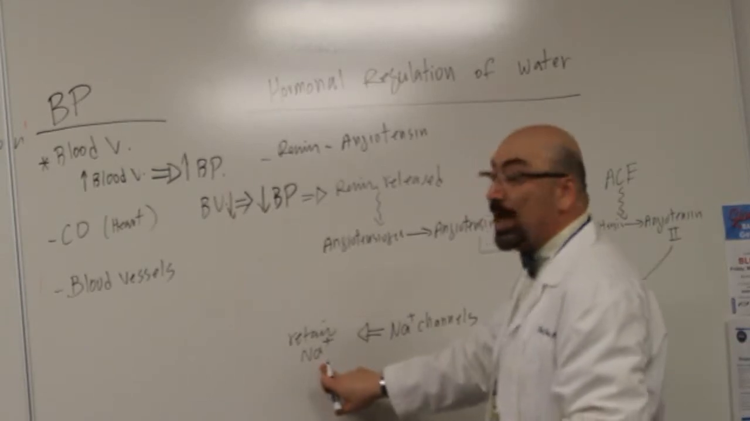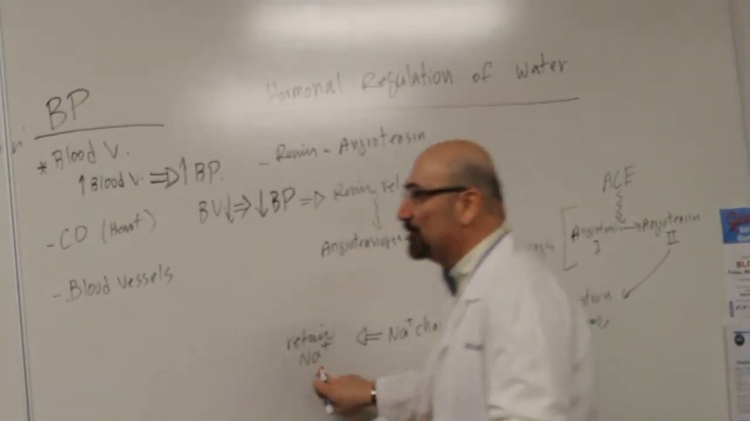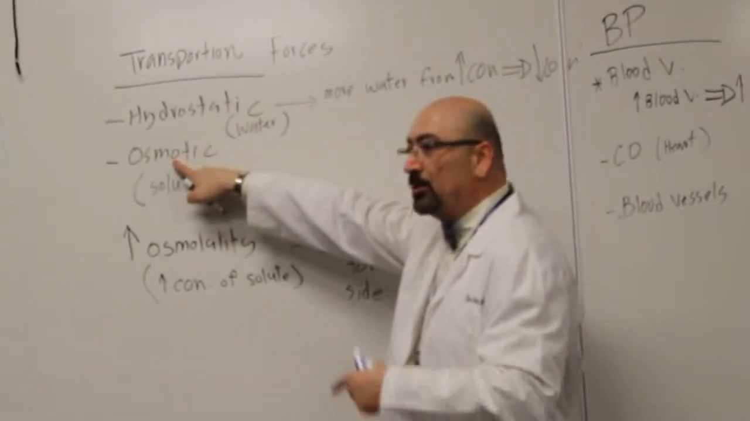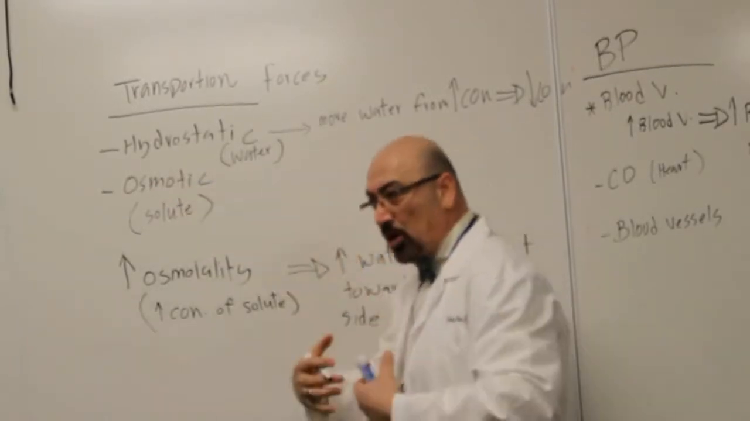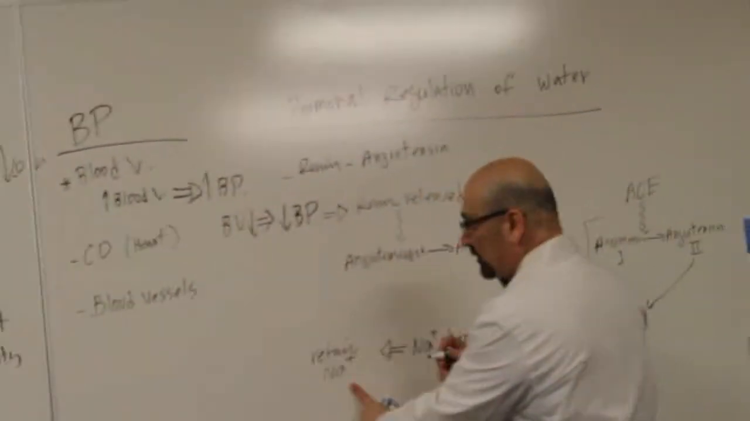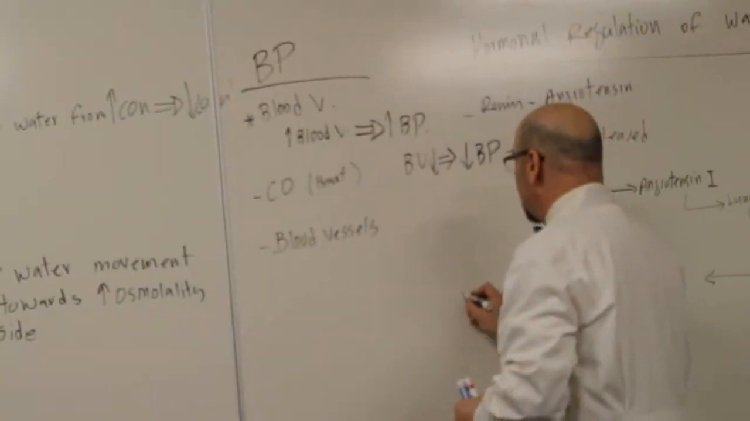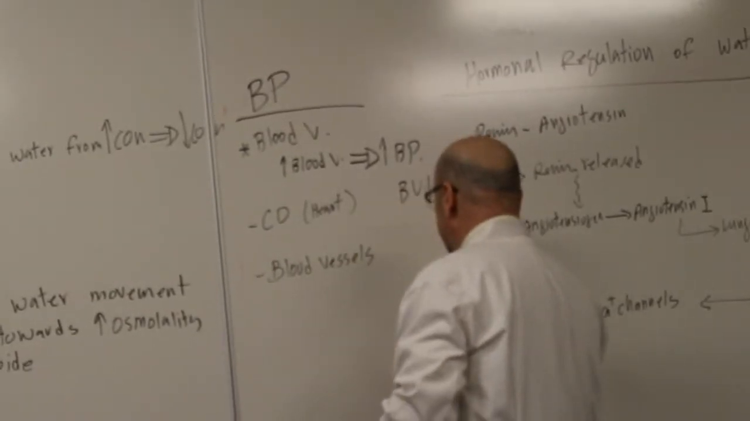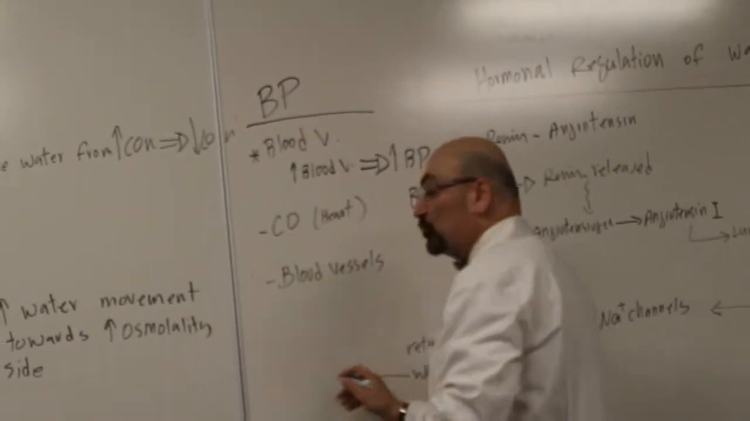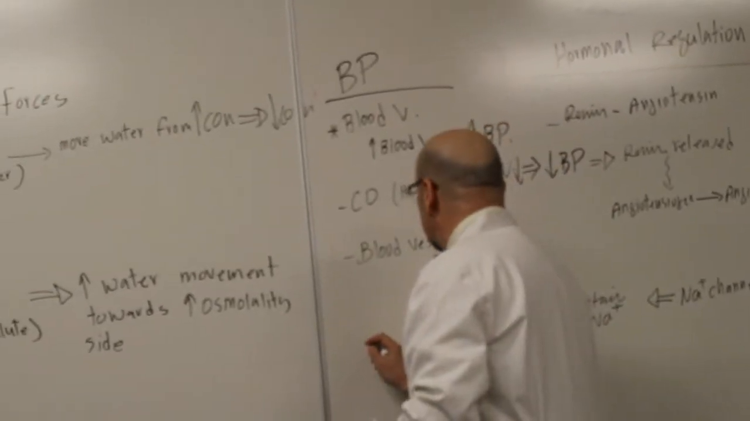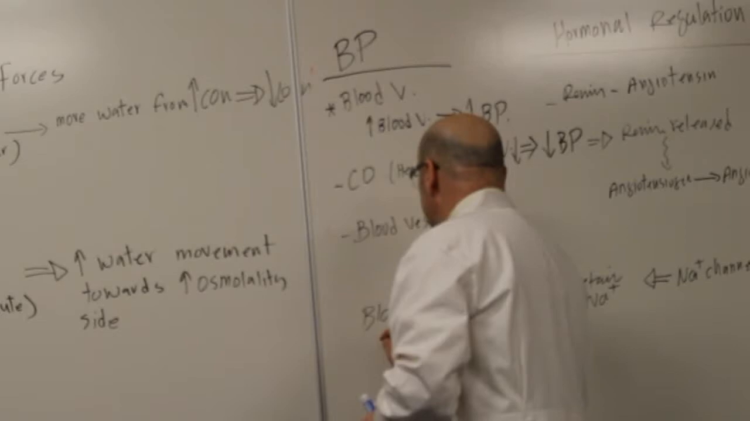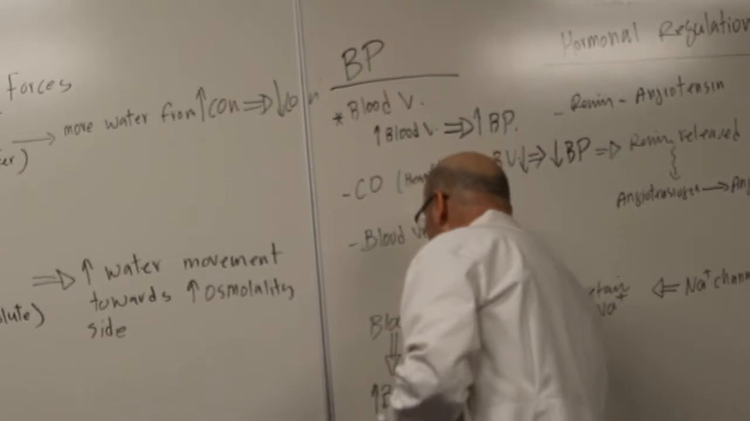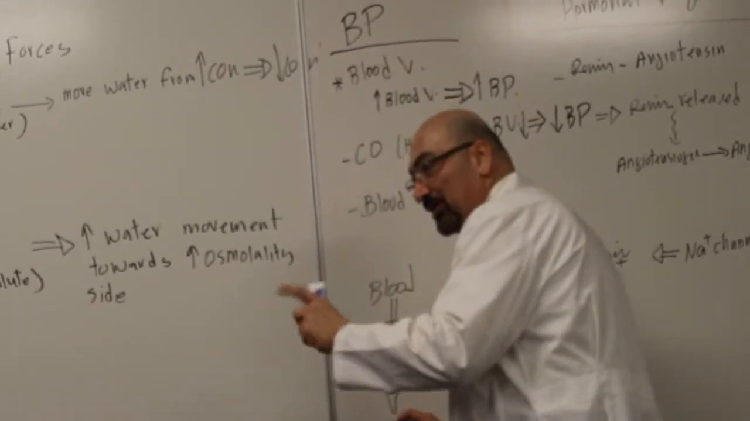So when you retain that sodium, guess what? Retaining sodium means retaining solute, so you're creating greater osmolality, and that attracts water, right? So by retaining sodium, basically we end up retaining water. The water is going to go to our blood vessels, so it goes to blood, and then it increases blood volume, and that increases blood pressure. Problem solved. So by regulating water.